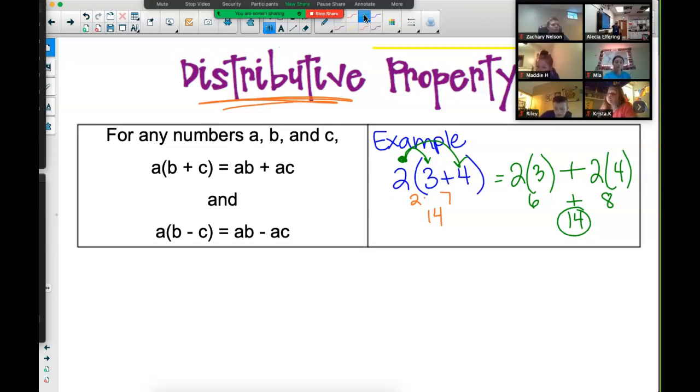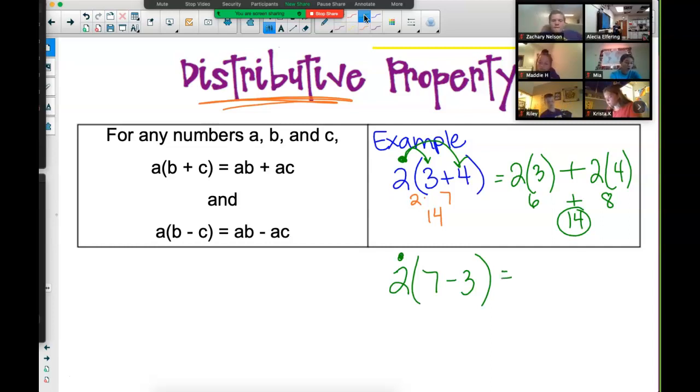Let's do 2 parentheses 7 minus 3. Okay, so write that down. 2 parentheses 7 minus 3. Which of those numbers, the 2, the 7, or the 3, is like the candy? Which one's like the candy? Brinley. The 2. So the 2 has to be shared with everything in the group.